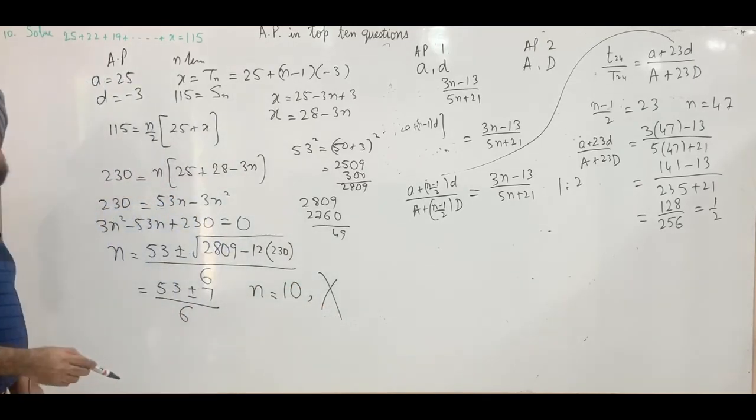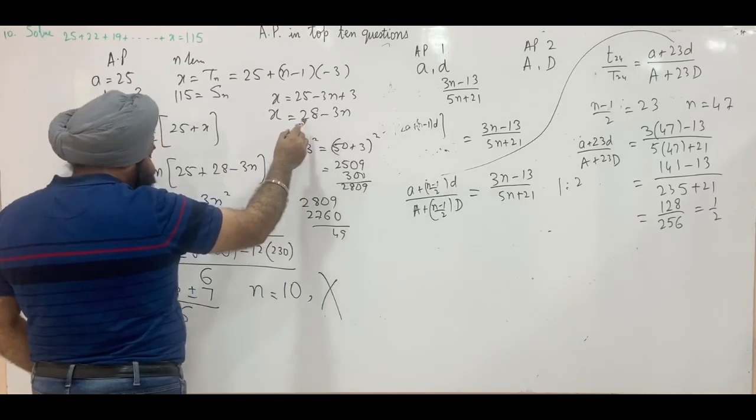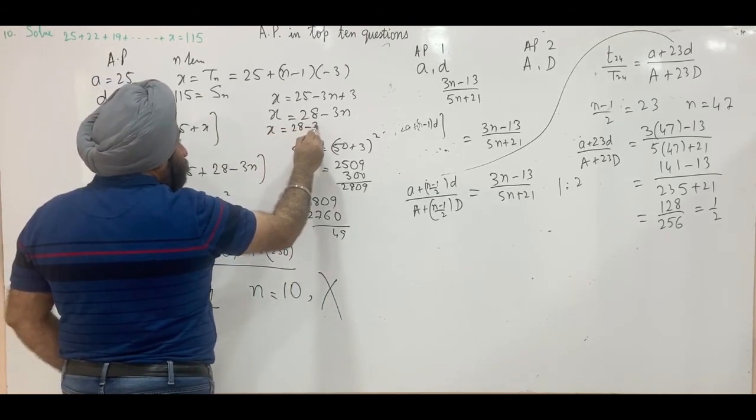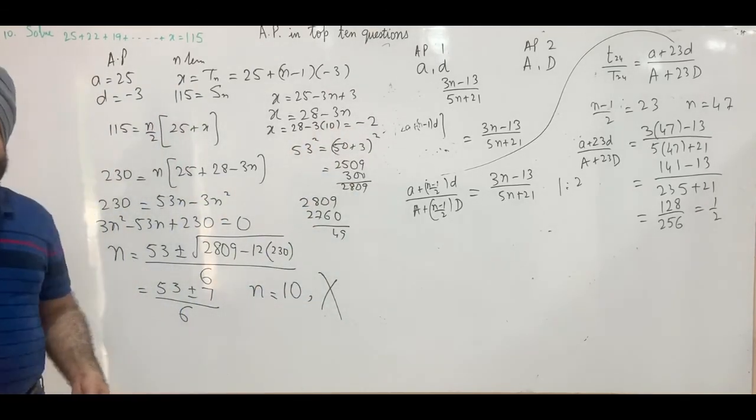The question was to find the value of x. When n is 10, we substitute the value of n equal to 10 here to get x equal to 28 minus 3 into 10, and x is minus 2. So this is the answer.